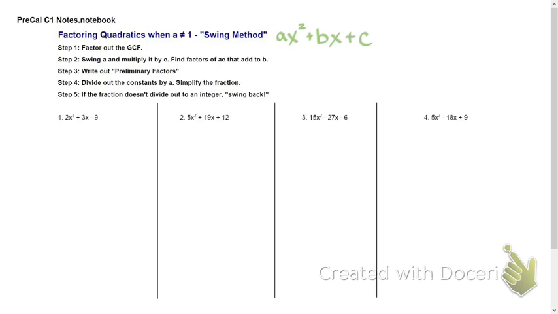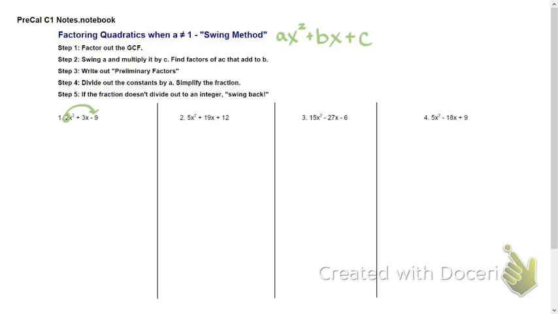First and foremost, you're always going to factor out the greatest common factor between all three terms, if there is one. If there's not, then you'll completely skip that step. So let's start with the first one. I see that a is 2, b is 3, and c is -9. They don't have any other common factor other than 1, so this would be a case where I would skip step 1.